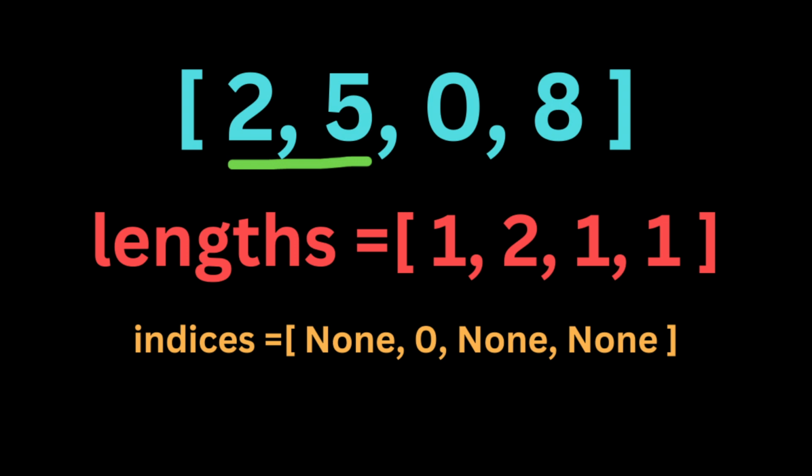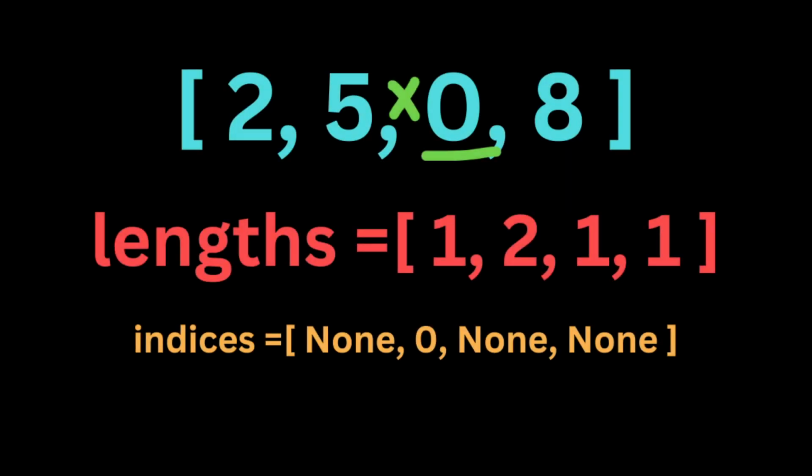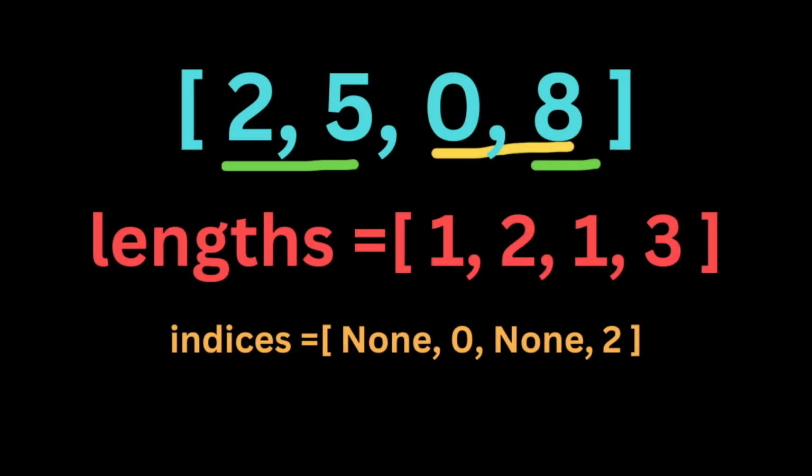For the second number, which is 5, the previous number is 2, and 5 is bigger than 2, so we add the index of that number, which is 0, to the indices list, and we update the length of the longest increasing subsequence to 1 plus 1, because we have 2 numbers in the subsequence now. We move to the next number, which is 0. Is 0 bigger than 2? No. Is 0 bigger than 5? Also no. So we add None to the indices array because there is no number before 0 that is smaller. And we don't update the length, we keep it 1, because 0 has only length 1. We move to the next number.